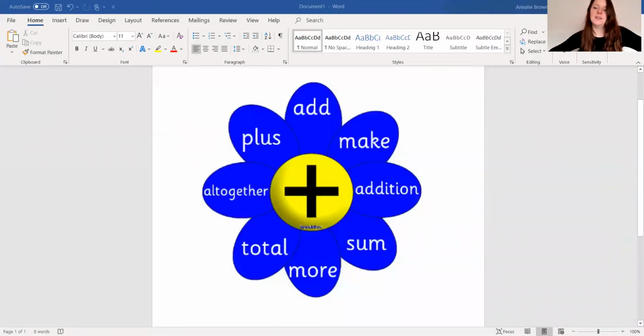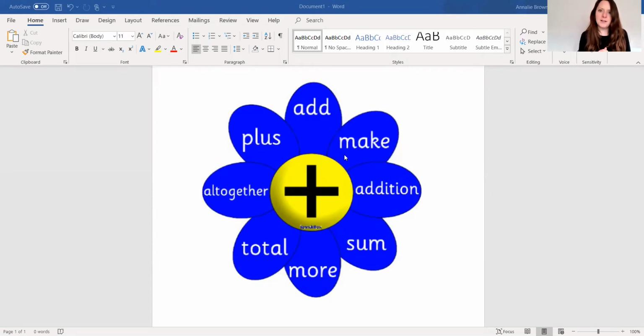Okay, time is up. I'm going to share my screen with you to show you the symbol and some of the words that you might have used. So, as we know, this is our addition sign. That's one of the words, when we can say that this is adding. It shows us that we need to add things. We can also use the word make, because we know that when we add numbers together, they make a new number.